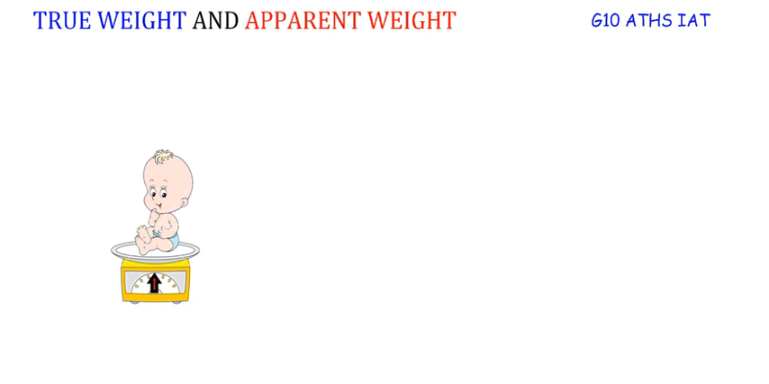Let's begin to look at the difference between true weight and apparent weight by looking at the situation in which a baby is sitting on a scale. Let's draw a free body force diagram for the baby. Well, the earth pulls down on the baby with a gravitational force.